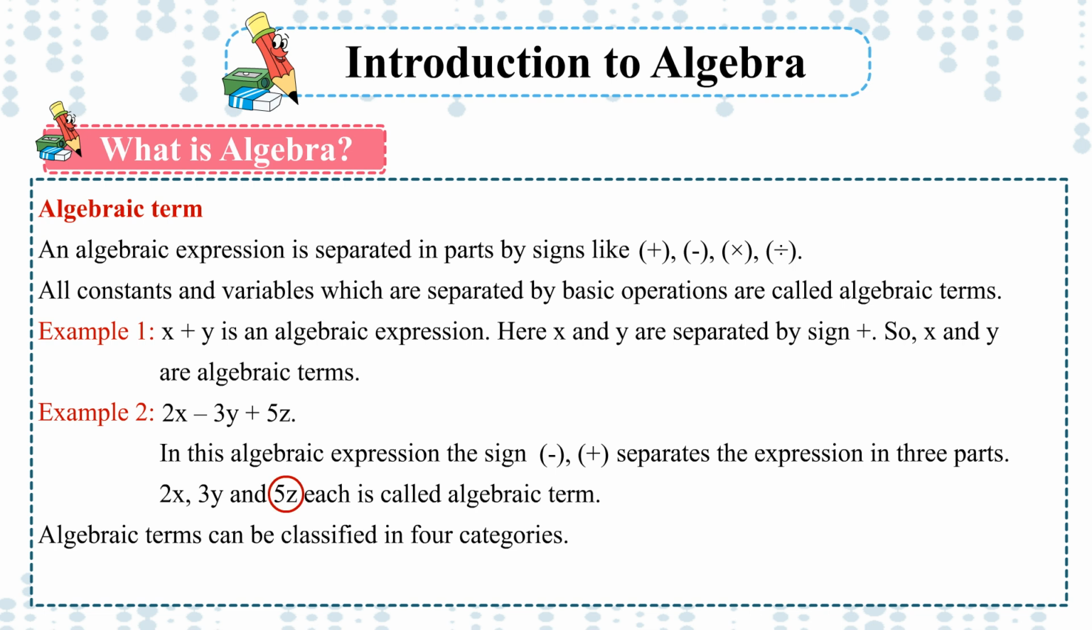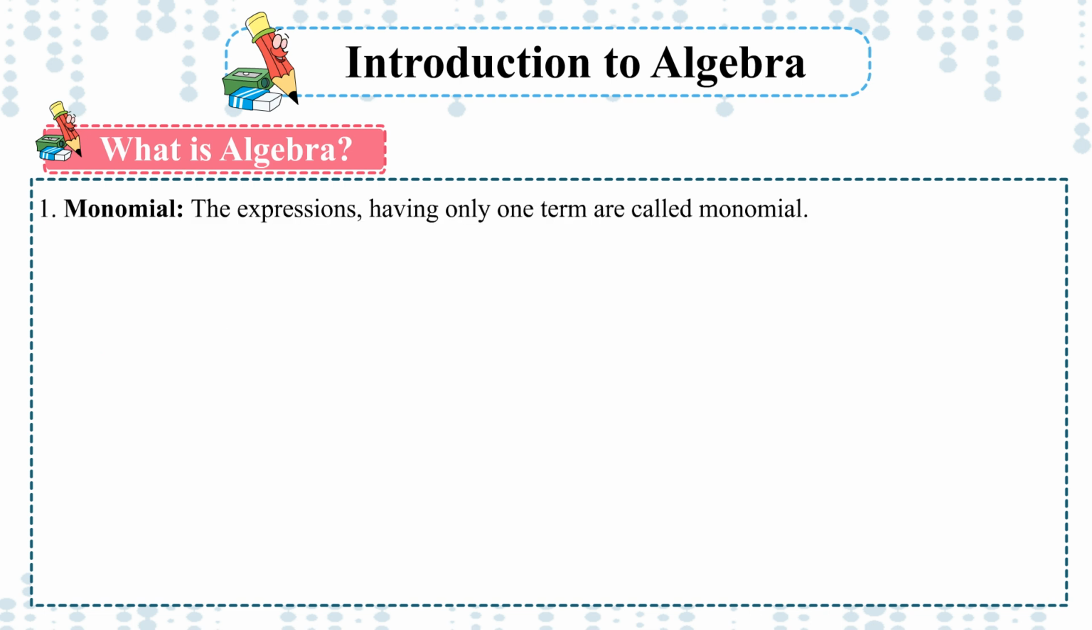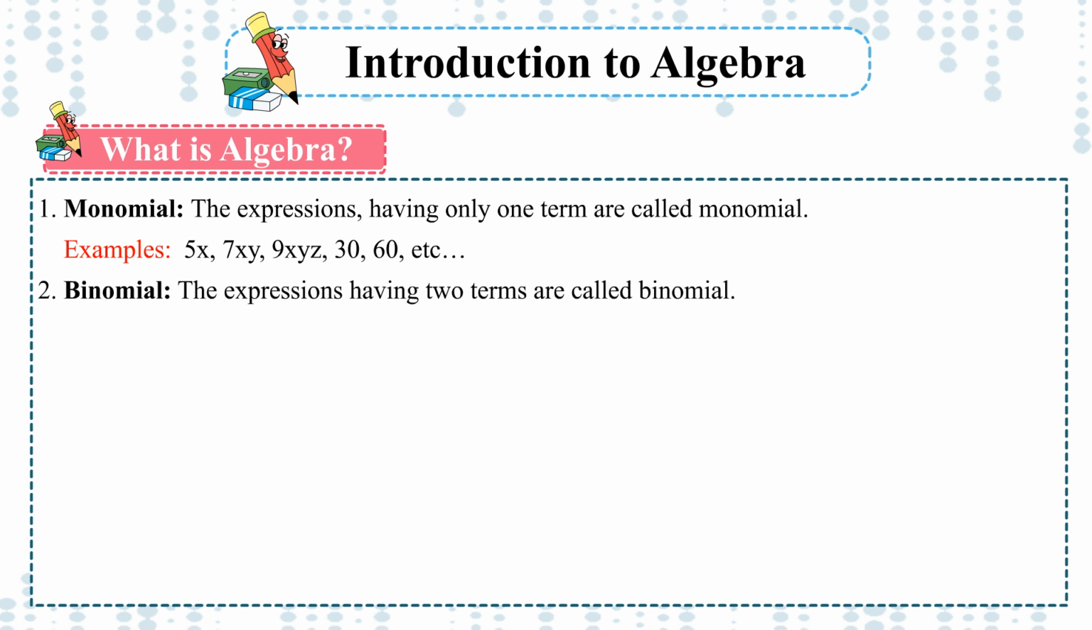Algebraic terms can be classified in four categories. 1. Monomial. The expressions having only one term are called monomial. Examples: 5x, 7xy, 9xyz, 30, 60, etc. 2. Binomial. The expressions having two terms are called binomial.